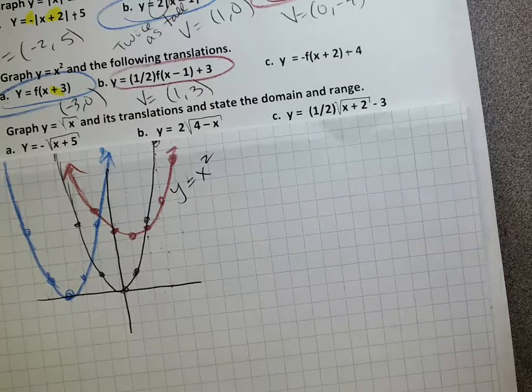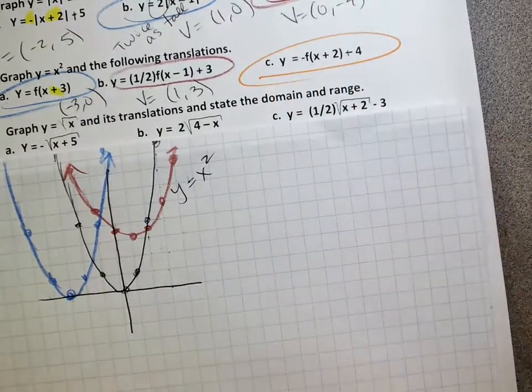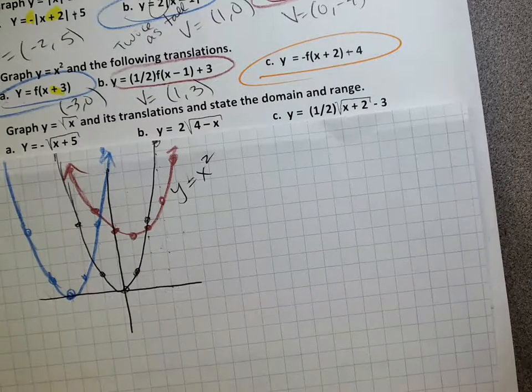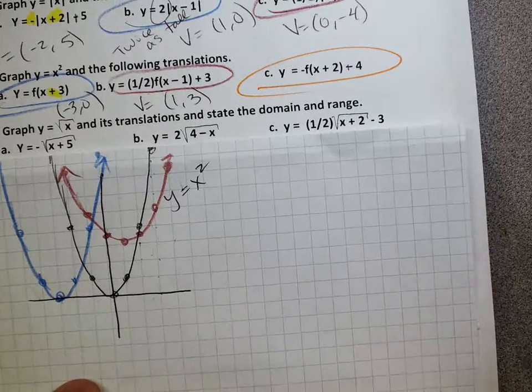How am I doing? Okay. Okay. C. Am I good? Am I going too fast? Am I okay? Okay, I'm going to do C in orange.